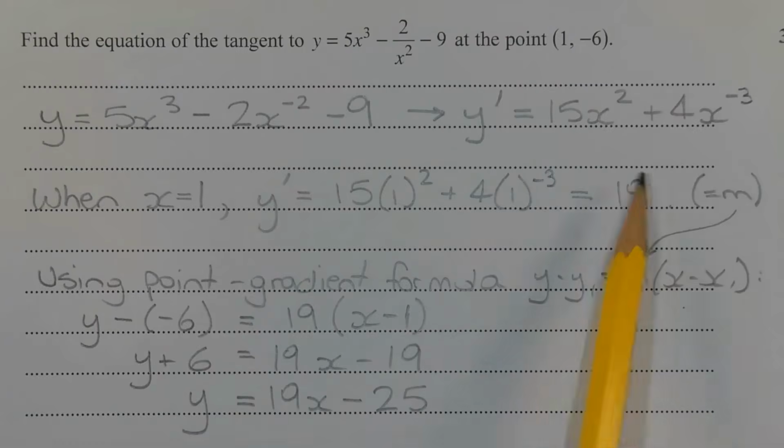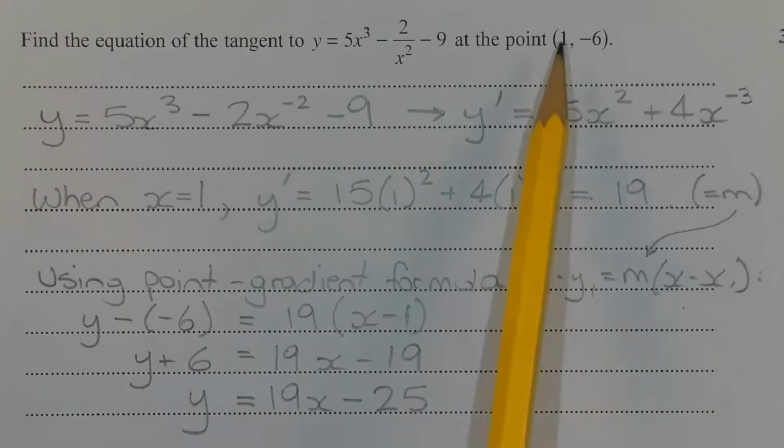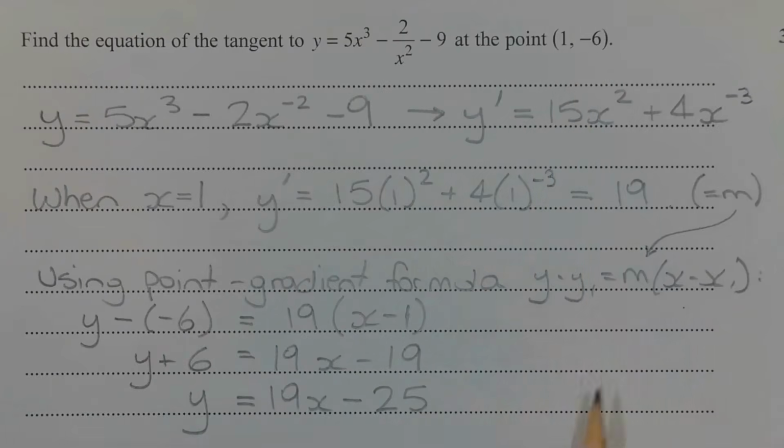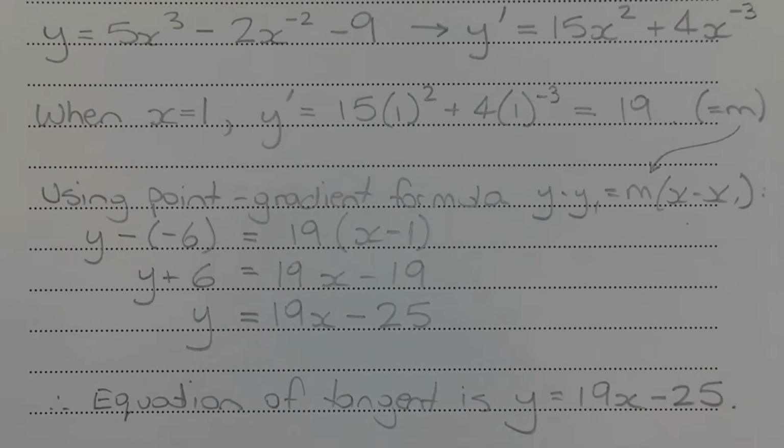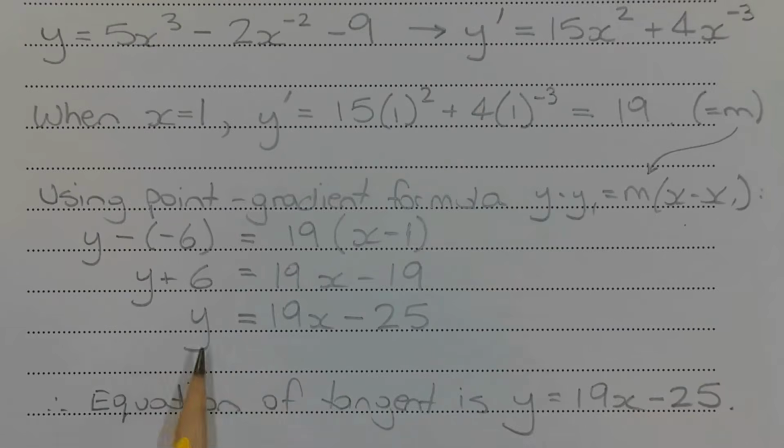So using this gradient here, 19, and using the point gradient formula, that's y minus y1 is equal to m times x minus x1 in brackets. Now our x1 is 1, our y1 is negative 6, and our m is 19. So y minus negative 6 is equal to 19 times x minus 1 in brackets. Now minus minus here turns into a plus, and expanding the brackets, we get y plus 6 is equal to 19x minus 19. And then subtracting 6 from both sides of the equation to isolate y, we get y is equal to 19x minus 25.